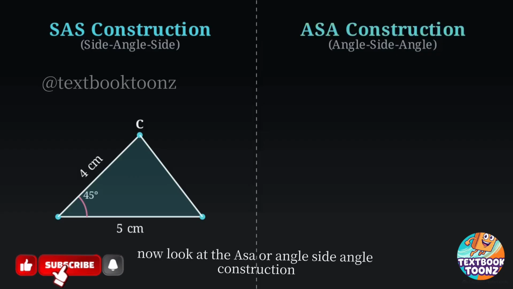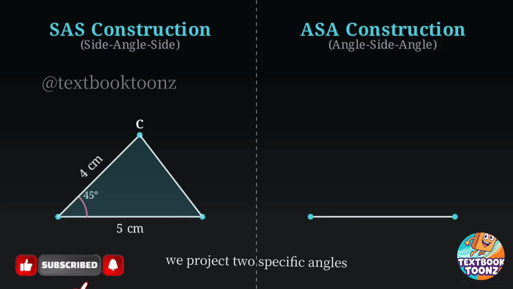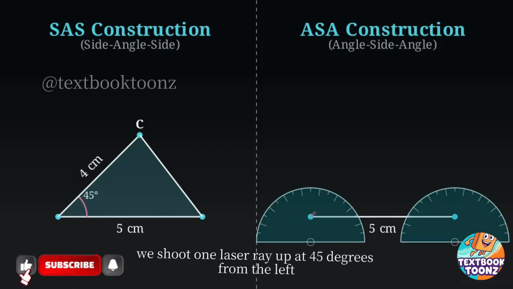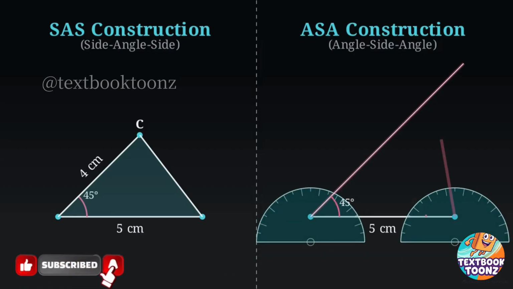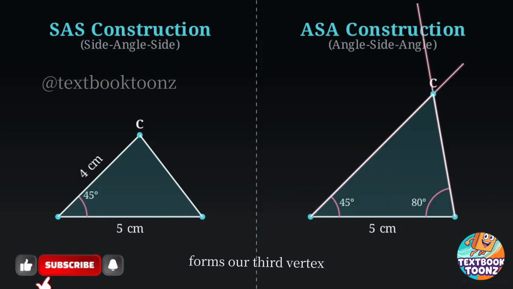Now look at the ASA, or angle side angle construction. Instead of measuring a second side, we project 2 specific angles from our known 5 centimeter base. We shoot one laser ray up at 45 degrees from the left and another at 80 degrees from the right. Where these 2 rays cross in space forms our third vertex.